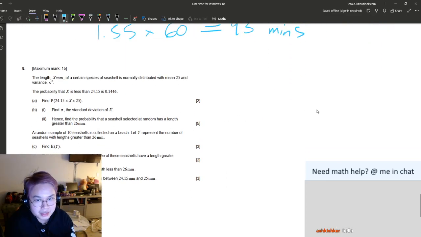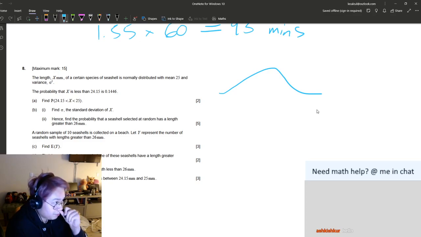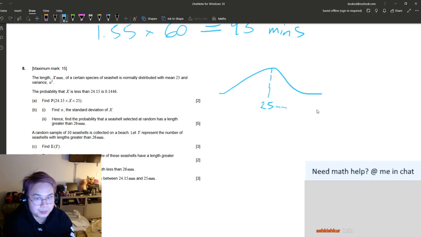Okay, we're measuring seashells, and they have a normal distribution with a mean of 25, and we don't quite know the variance just yet. So we have the length of our seashells, and on average, most of them are going to be around a length of 25 millimeters. Then it tells you that the probability that x is less than 24.15 is 0.146.